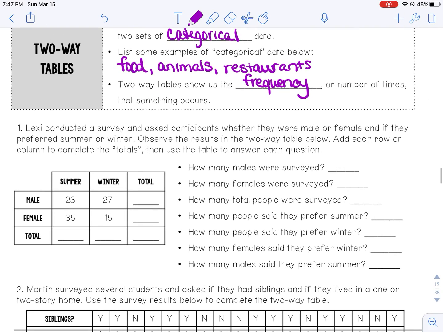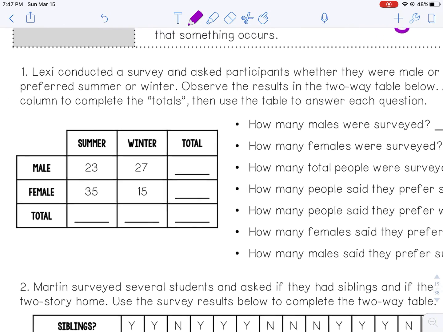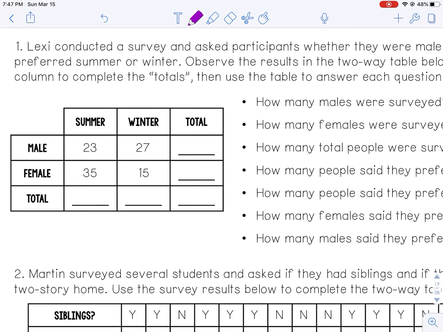All right, so Lexi conducted a survey and asked participants whether they were male or female and if they preferred summer or winter. Observe the results in the two-way table below and add each row or column to complete the totals. Then use the table to answer each question. So let's go ahead and look at the table and start adding across.